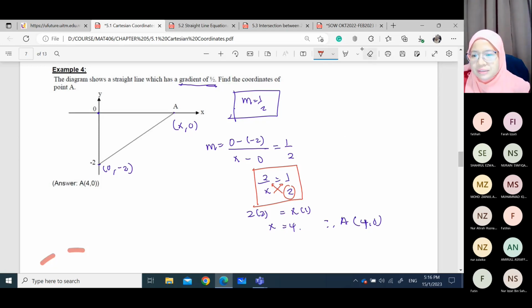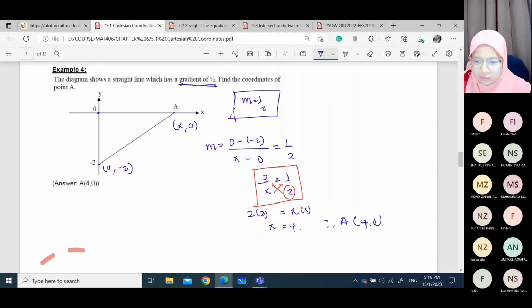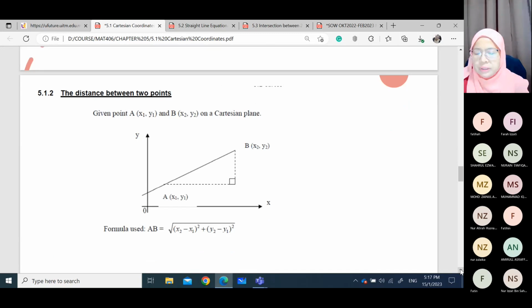Okay, ada lagi soalan selain daripada yang tadi tu? Any question? Tak ada. Okay. So kalau tak ada, kita boleh tengok yang seterusnya. So the next is about the distance between 2 points. So ini kita nak cari distance. Distance maknanya jarak antara 2 titik, jarak antara titik A ke titik B. Berapa jarak dia?